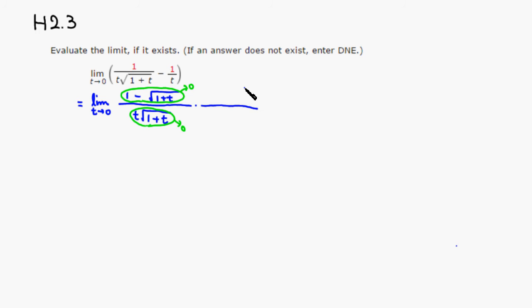What we're going to do is multiply top and bottom by almost the same thing as the numerator, except for the sign: 1 plus square root of 1 plus t. And we do the same thing to the bottom, 1 plus square root of 1 plus t. Remember, if you multiply quantity a minus b and a plus b, this is equal to a squared minus b squared. You can think of a as 1 and the square root of 1 plus t as b. So this is a plus b.